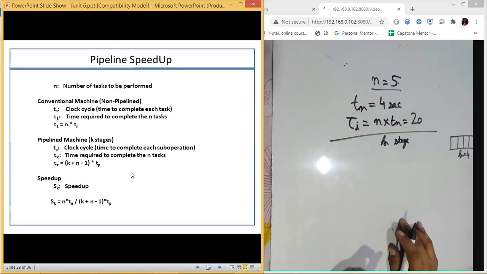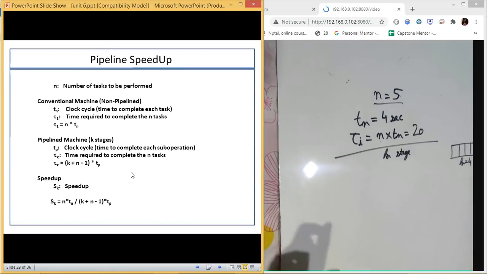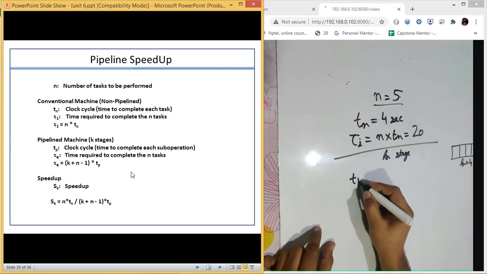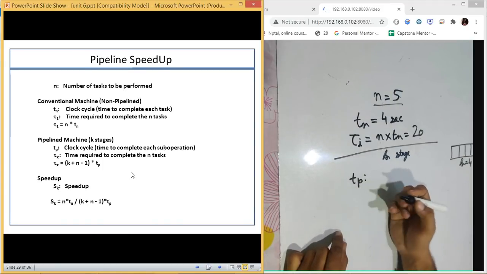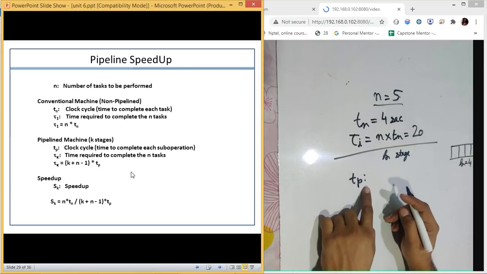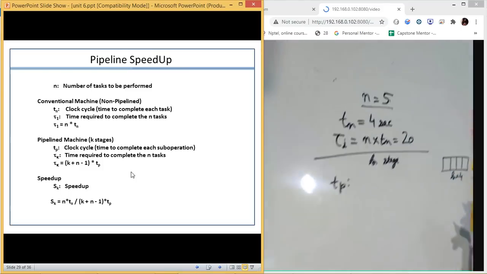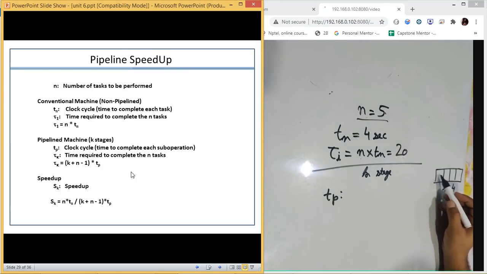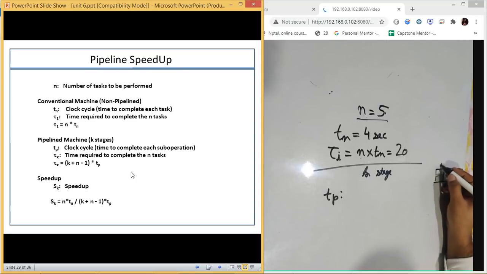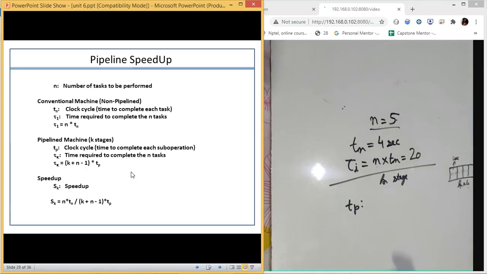Okay, the value of k is 4. Now, TP, small t and p, is saying how much time it takes to execute one instruction, one substage. Like how much time does it take to execute this part of the instruction? So if I say this takes 1 second, then TP will be 1 second.